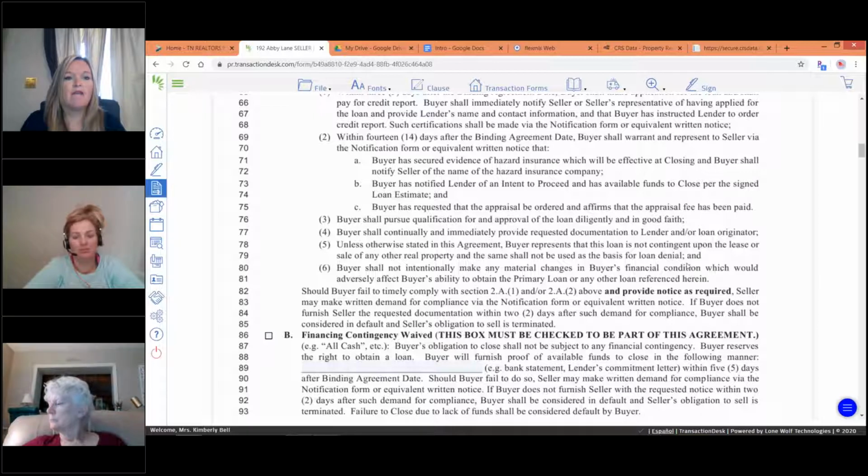So, line 82, should the buyer fail to timely comply with section 2A, 1 and 2 above and provide notice as required. So the buyer's agent, the good buyer's agent, did all of the things above, but they forgot to notify the seller, because we're really busy and we're doing all this stuff and we put it back on somebody else and that person didn't do the notification. The seller has the right to make written demand for compliance.